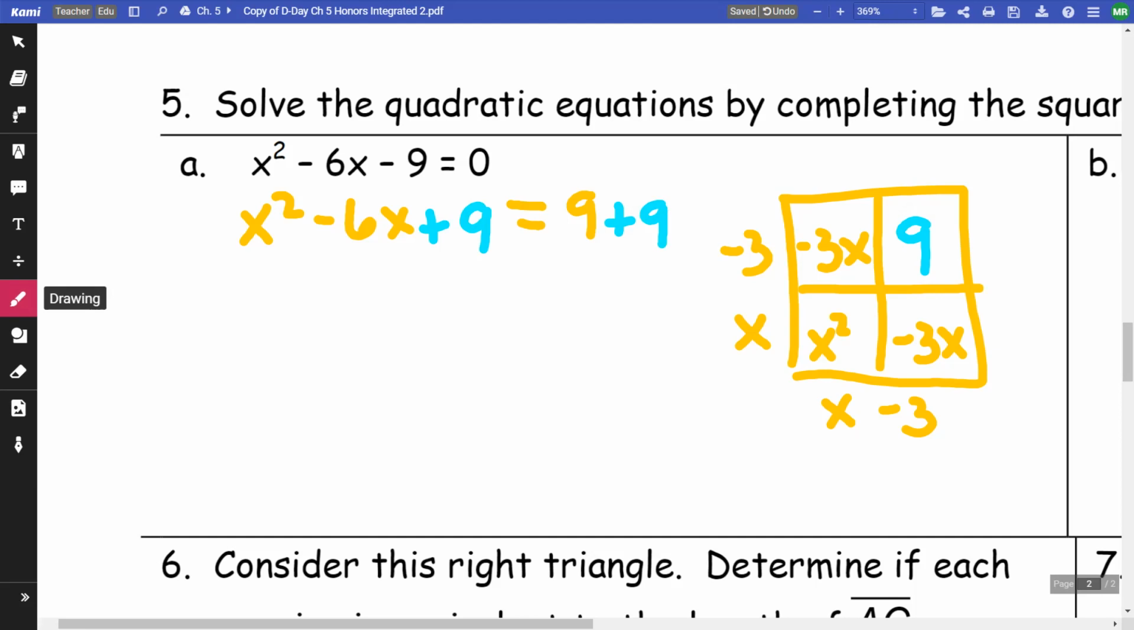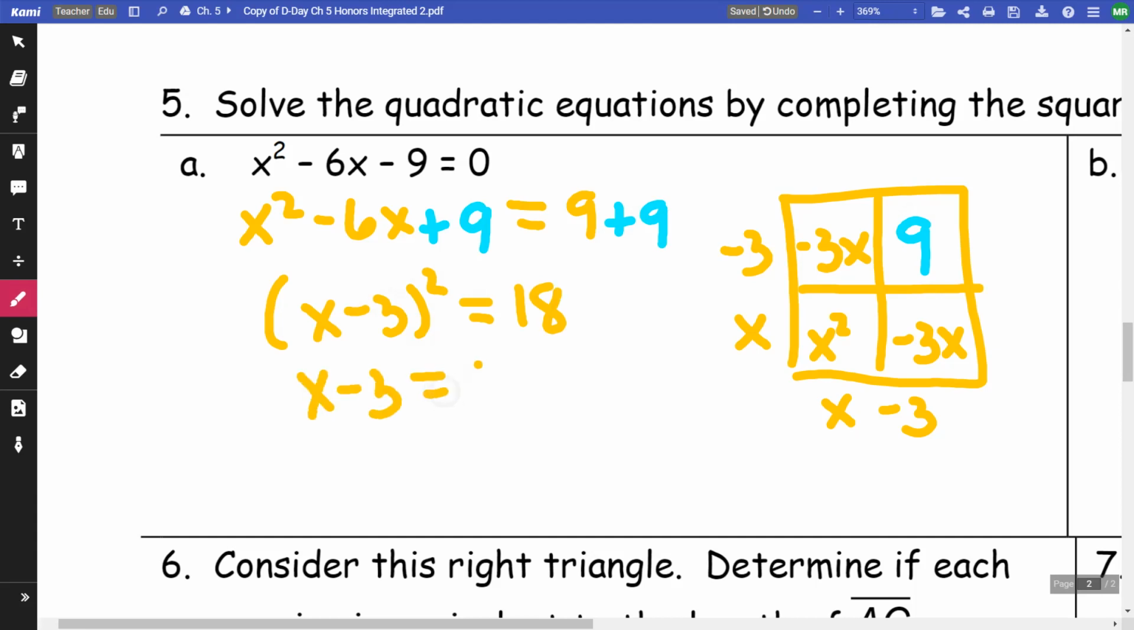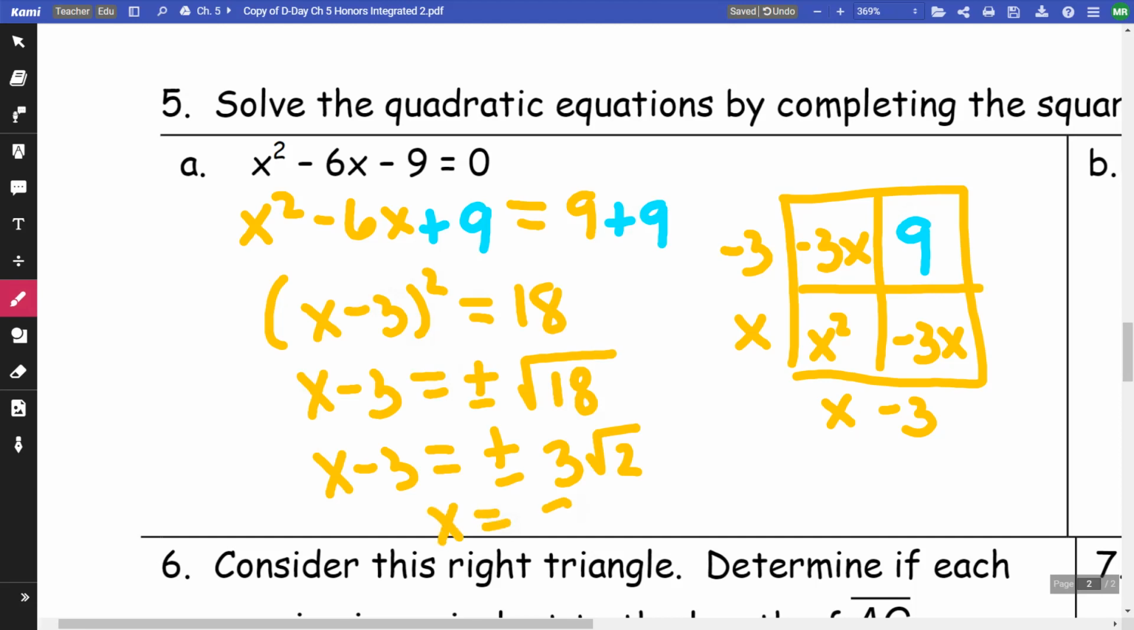So now this side is going to be x minus 3 squared equal 18. I square root it. I get x minus 3 is equal to plus or minus the square root of 18, which isn't a perfect square, but it is a 9 times a 2. So I can rewrite that as 3 root 2. And then my last step is to add the 3. And so I get 3 plus or minus 3 root 2.